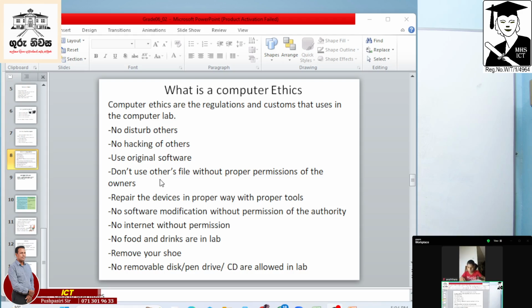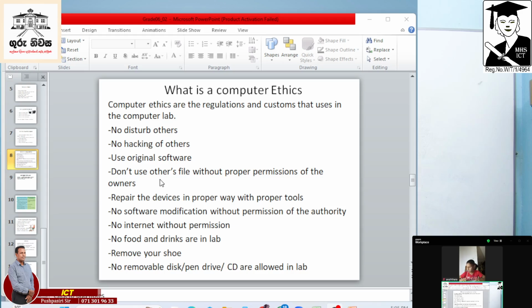Use original software. Don't use others' files without proper permission of the owner. So we are not going to use others' documents. We have to get permission if we are using them. Repair the devices in a proper way with the proper tools. That means if your computer is not working, then you are going to repair it. Then you have to use certain tools, right? You have to use them without using any other alternative methods. Then no internet connection without permission. We should not use the internet without getting permission. We have to get permission to use the internet.